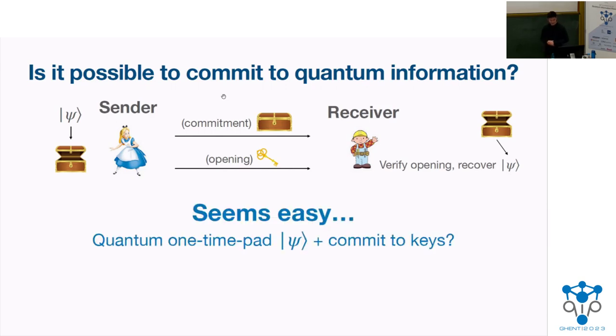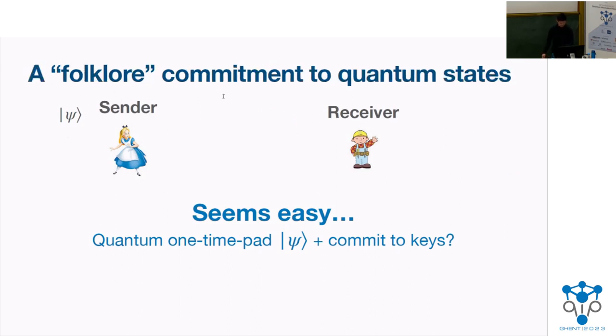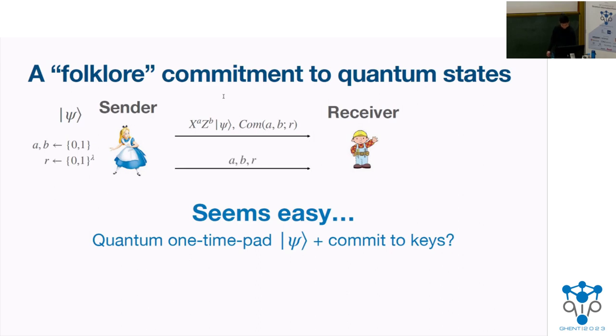Okay, and this seems pretty easy. We can just quantum one-time pad our state psi, and because our one-time pad keys are classical, we can just do a classical commitment to those keys. Okay, and this construction is a bit of folklore, but let me just show it. So the sender has some one-qubit state psi, and how does she commit to it? Well, she samples two bits, A and B, and some randomness R. To commit, she just applies that one-time pad controlled on A and B, and then sends a commitment to A and B with that randomness R. To open, she just sends A, B, and R.